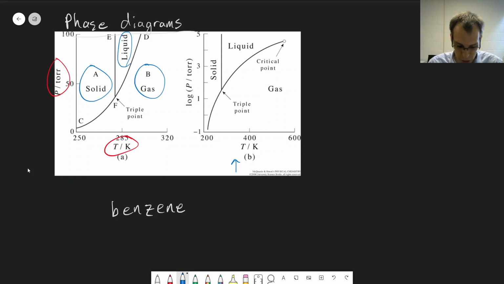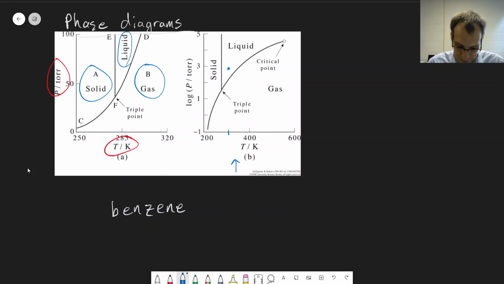So for example, we can read off of the plot here at 285 Kelvin and above 50 torr, benzene is a liquid. And at room temperature, of course, benzene is a liquid naturally. If we come over to the plot on the right here, 300 Kelvin's about here, and this is log of pressure. Log of atmospheric pressure is about 2.88 if you take the log of 760 torr, and so that puts us about here. And so this is why benzene is a liquid at room temperature, right? When you buy benzene in a bottle, you're going to get a liquid.